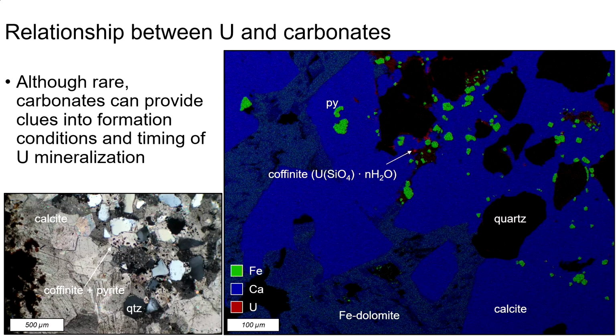So with that knowledge, we can say that there's an intimate relationship between the calcite that's grown here and the uranium minerals. So we can then use those carbonates, or those calcites, to infer some things about the mineralization, such as their timing, as well as the geochemistry required to actually form these things.